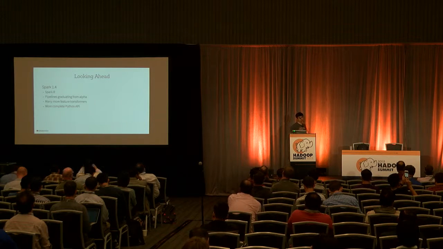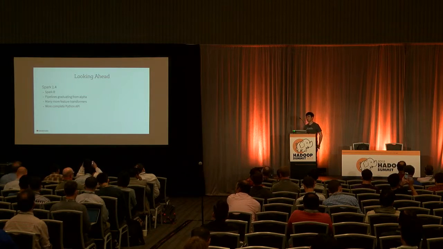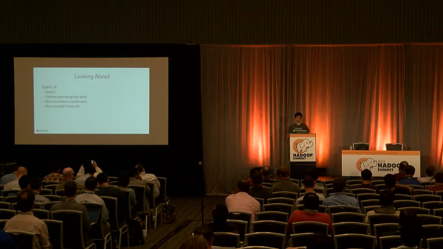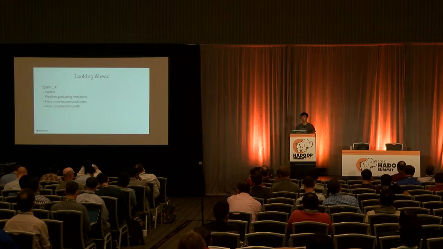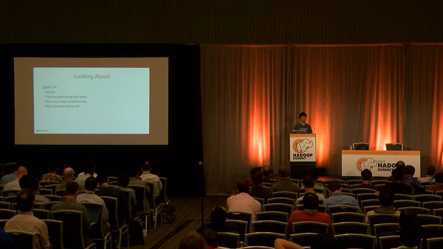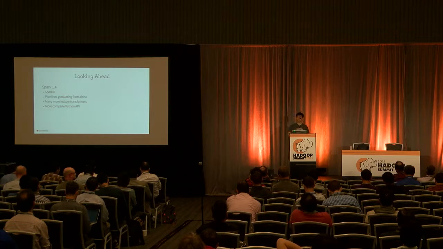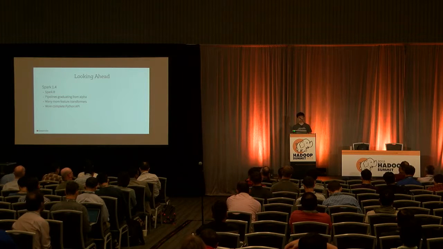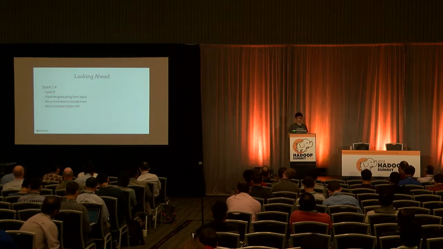So there'll also be many more feature transformers. At the beginning, I showed a list, and you probably couldn't read it, but basically, there's been a lot of effort to include many common feature transformations, such as one-hot encoding, assembling multiple vectors into a single vector, indexing for different types of categorical data, and so on. There's also a much more complete Python API.